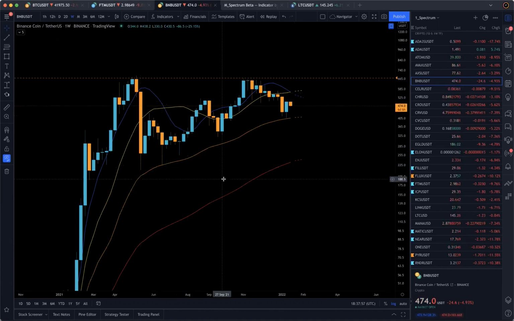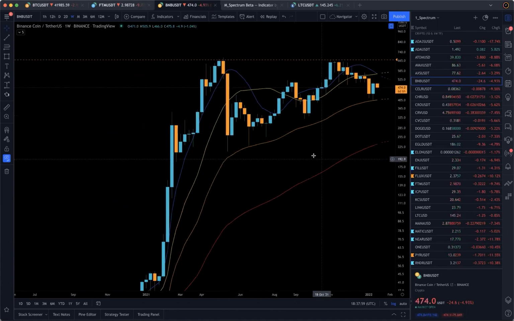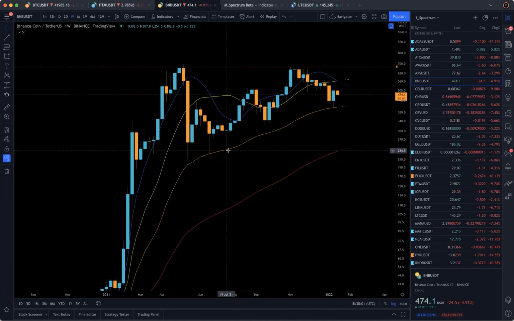So from a planning point of view, I would not worry about BNB unless it breaks below the orange on a weekly. Makes sense, right? Because it provided the critical support here and again here. So unless it breaks below the orange, I'm not going to worry about BNB. Of course, it depends on how much tolerance you have, right? But from a trend point of view, the orange is the support.